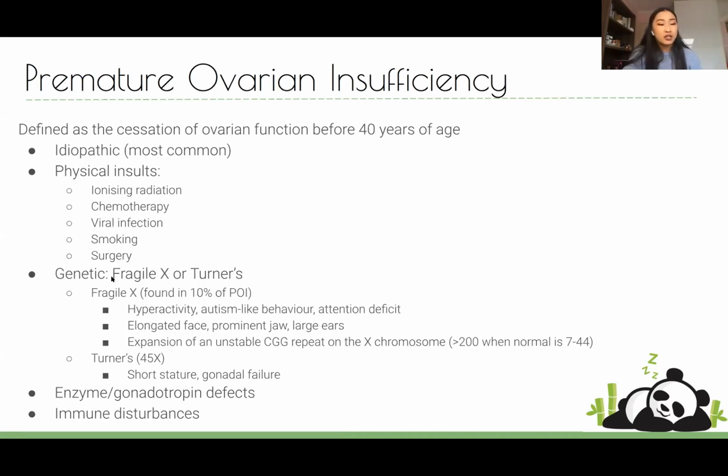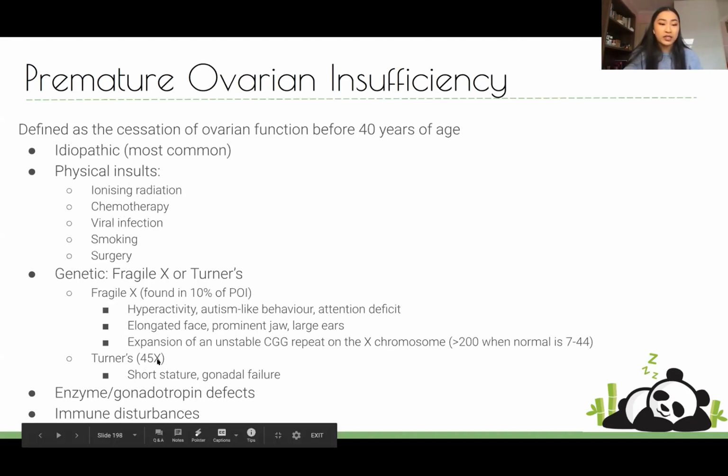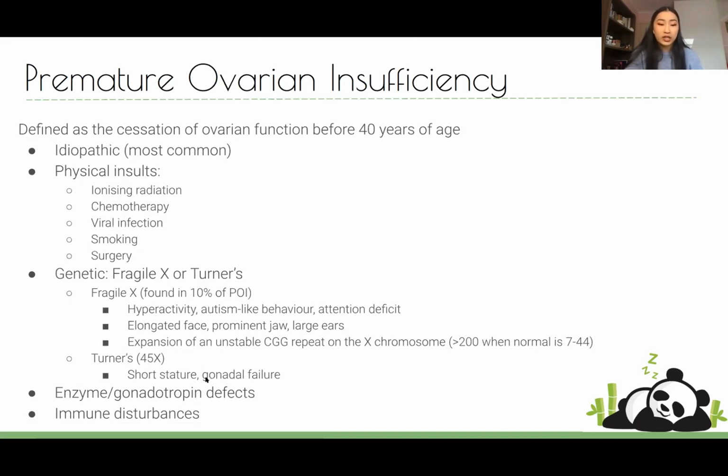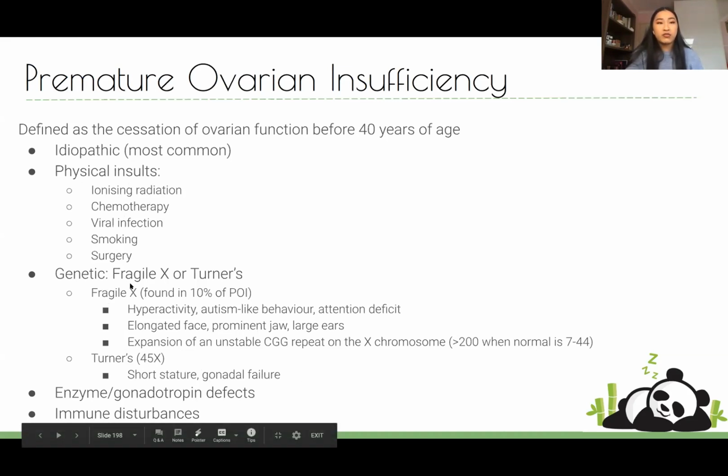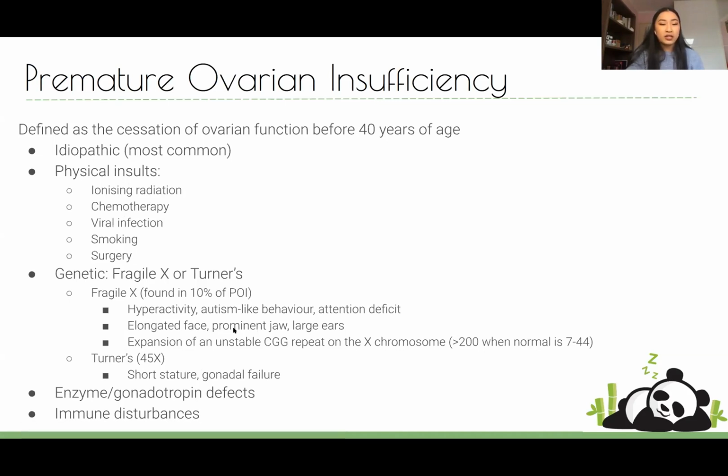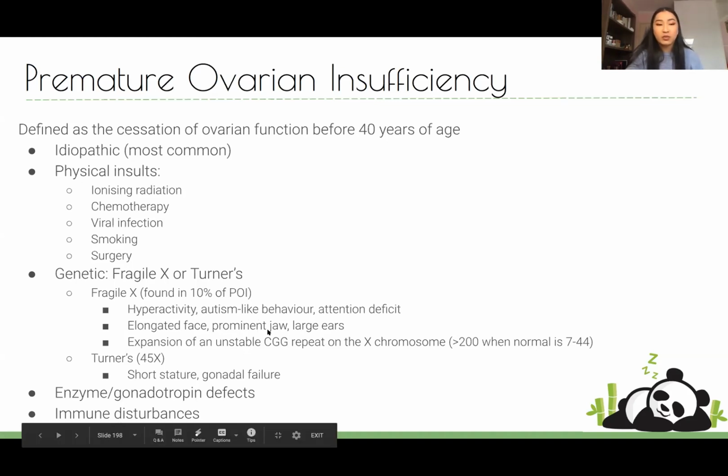There are also genetic causes. Turner's syndrome, remember, is 45X, so just one sex chromosome, and they get short stature and gonadal failure. The other one is Fragile X syndrome, and this is an unstable repeat of DNA on the X chromosome, and that causes all sorts of physical and cognitive features, but it's quite commonly a cause of premature ovarian insufficiency. So definitely one to think about. And then there's some other stuff that you don't really have to worry about.